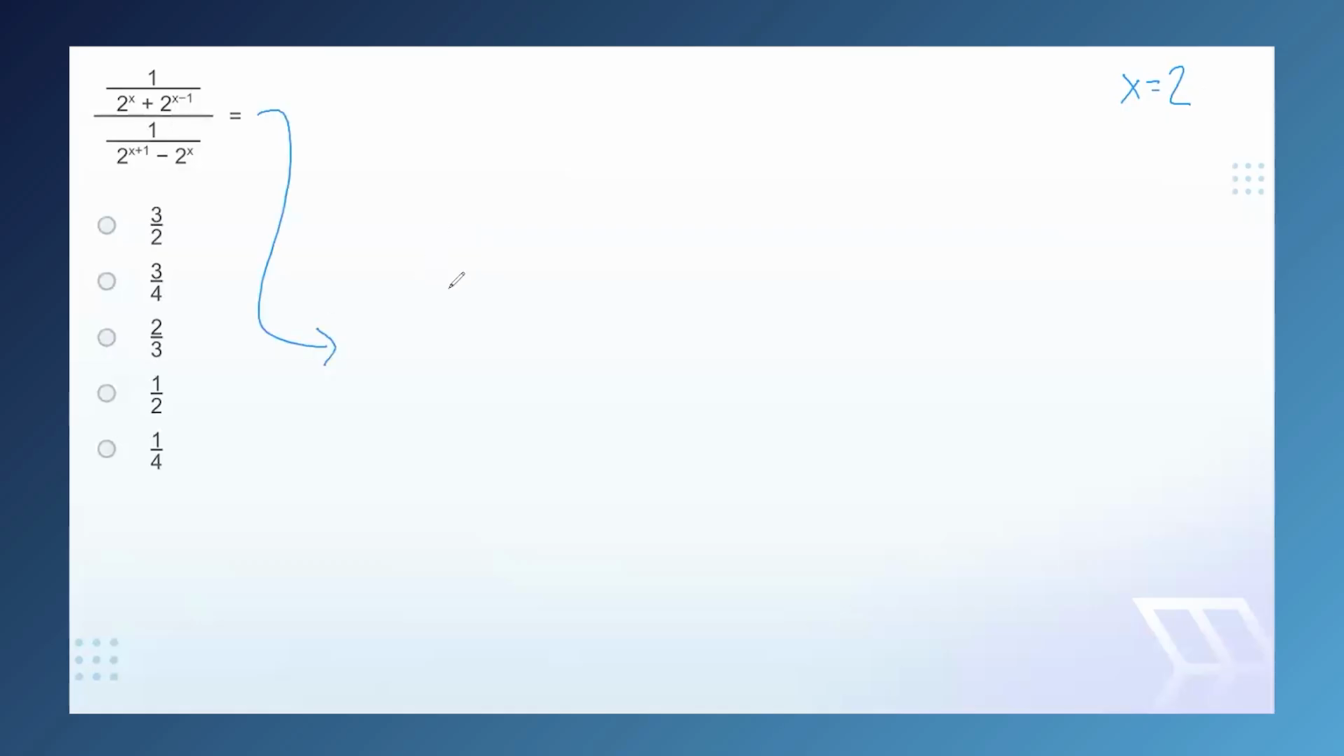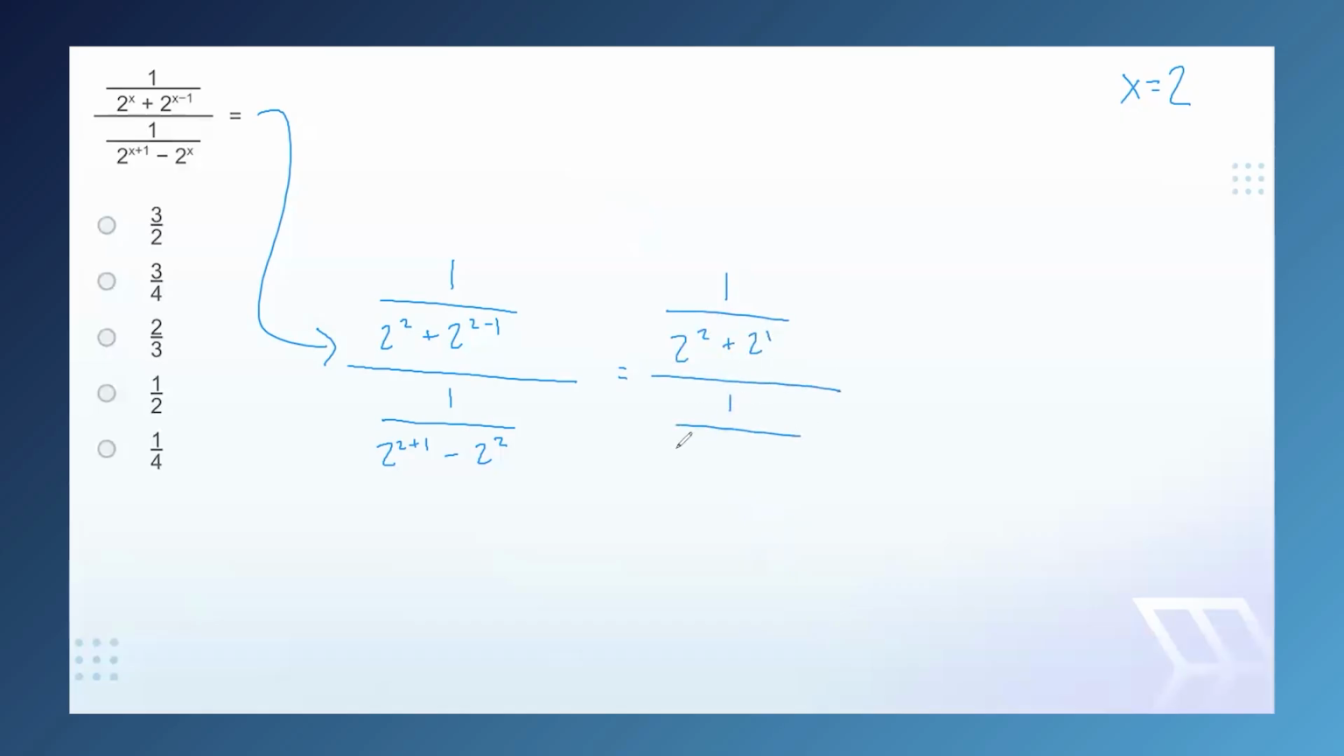So plugging in x equals 2, that's going to give me 1 over 2 to the 2 plus 2 to the 2 minus 1, and all of that is going to be over 1 over 2 to the 2 plus 1 minus 2 to the 2. Simplifying just my complex exponents, I'm going to have 1 over 2 to the 2 plus 2 to the 1 over 1 over 2 to the 3 minus 2 to the 2. Now, because I intentionally picked a small number, I don't have to apply any exponent rules or factor.